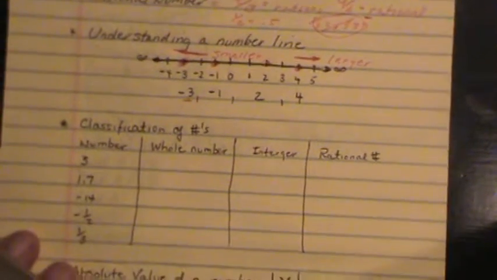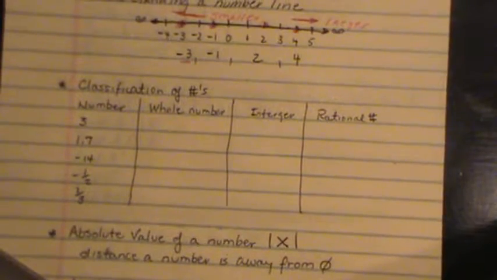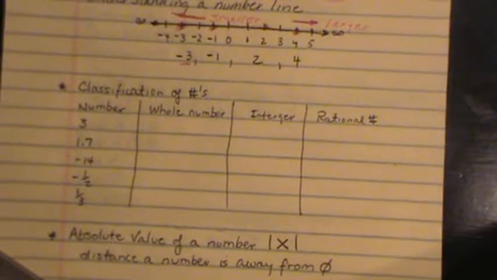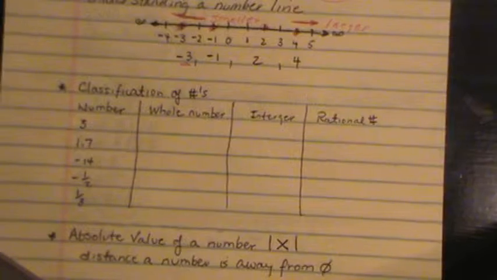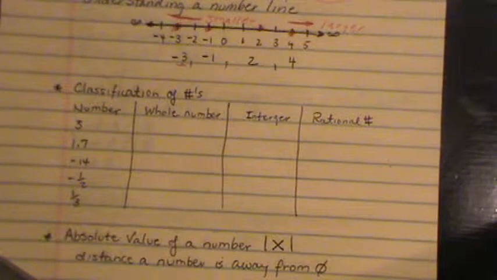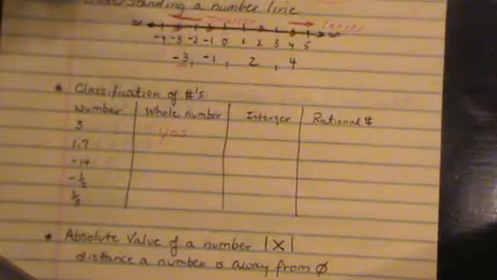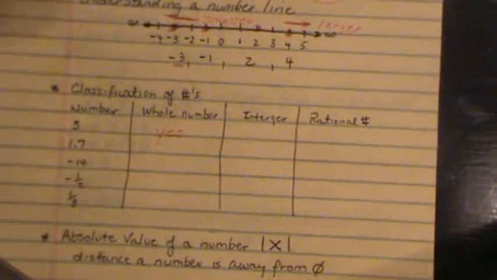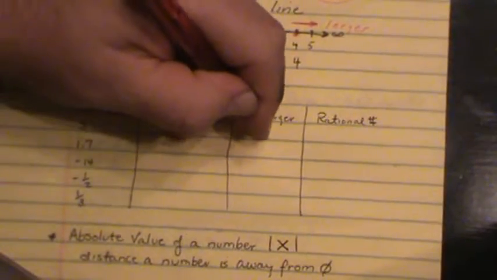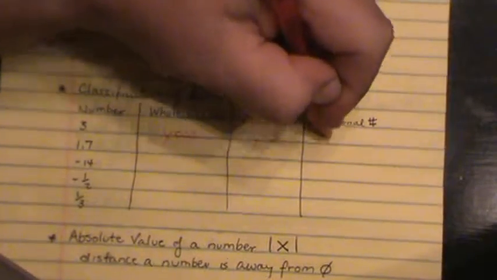That being said, let's talk about classifications of numbers. I've got a couple numbers here. 3, 1.7, -14, a half, and 1/3. Let's look at this. By definition, is 3 a whole number? Yes, it is. Okay? Is it an integer? Yes, because it's a positive number. Okay? Is it a rational number? Yes, it is.